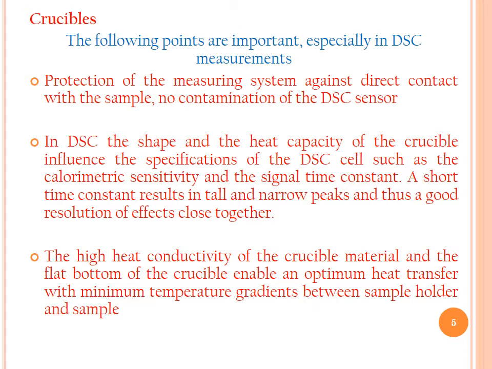In DSC, the shape and the heat capacity of the crucible influence the specification of the DSC cell, such as the calorimetric sensitivity and the signal time constant. A short time constant results in tall and narrow peaks and thus a good resolution of effects close together. The third one is that the high heat conductivity of the crucible and the flat bottom of the crucible enable optimum heat transfer with minimum temperature gradient between the sample holder and the sample.